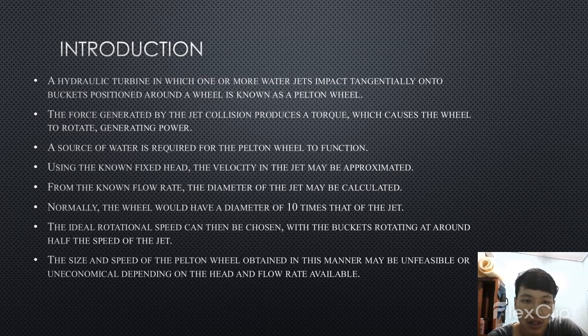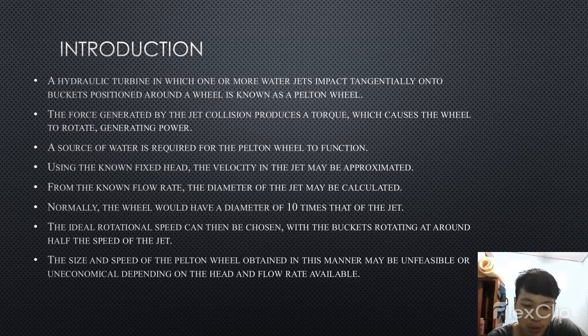For the introduction, a hydraulic turbine in which one or more water jets impact tangentially onto buckets positioned around a wheel is known as a Pelton wheel. The force generated by the jet collision produces a torque which causes the wheel to rotate, generating power. Despite the simplicity of the concept, some very large high-efficiency devices have been constructed. It's not uncommon to see power output of more than 100 MW and efficiency of approximately 95%.